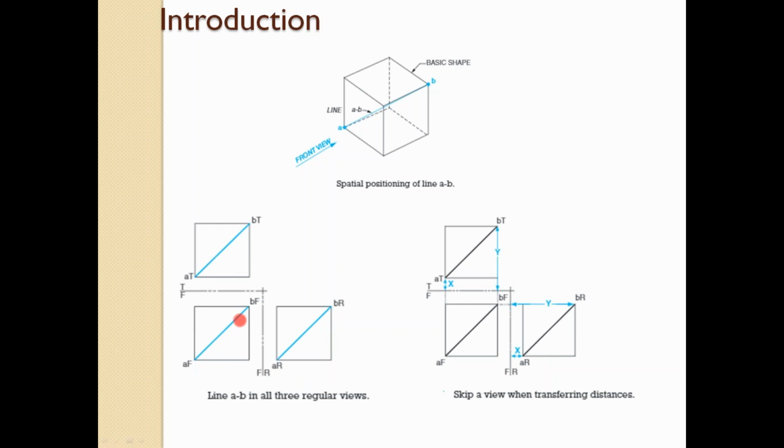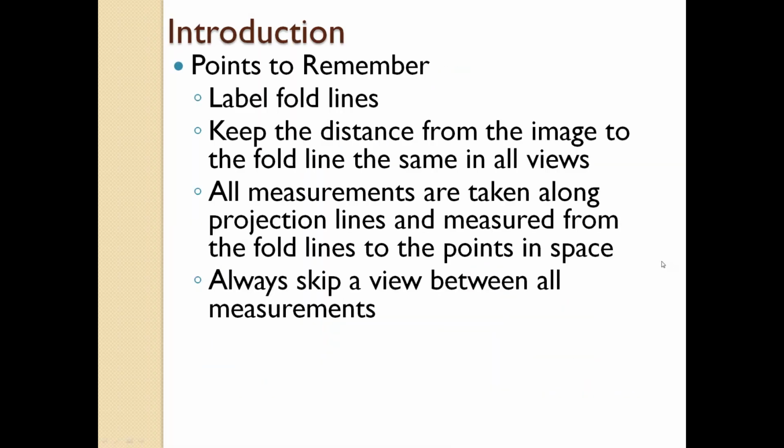Once you have all these views established, you can go to the next step to make sure that the distance here is always equal to that distance here. So y equals that y, x equals that x. And points to remember about descriptive geometry: we label fold lines first. Keep the distance from the image to the fold line the same in all views. All measurements are taken along projection lines and measured from the fold line to the point in space. Always keep a view between all measurements.